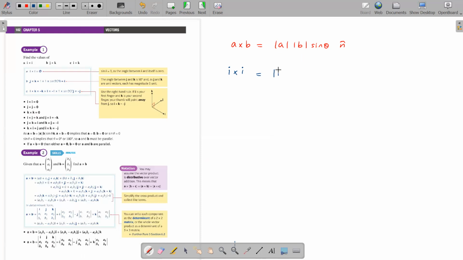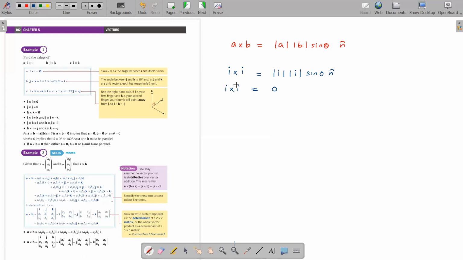Modulus A. Who is modulus A? Modulus I. Modulus B is also modulus I. What about sine theta? It's sine 0, isn't it? Who is sine 0? Sine 0 is 0. So do you see an important result that I'm getting here? What's the important result that we derive here?